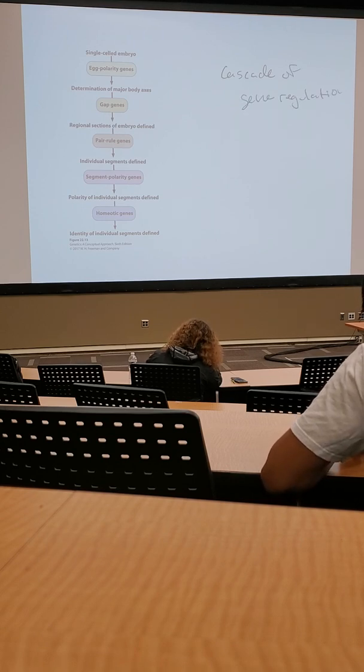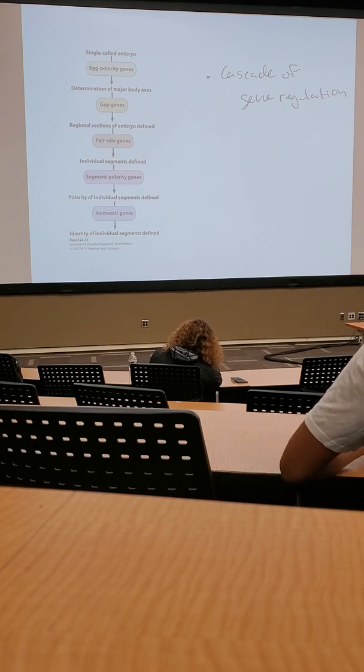So that's what this figure is. When a scientist says cascade, they mean all these arrows pointing to each other, right? It's like a waterfall. They're pointing down, down, down, down, down. And what does this do? It defines successively smaller structures.